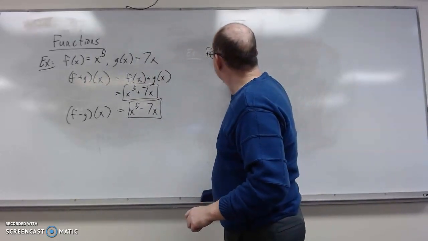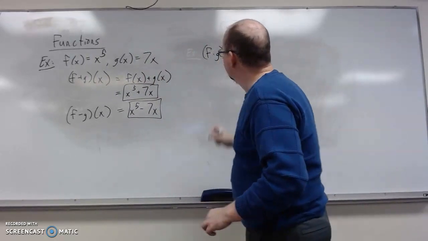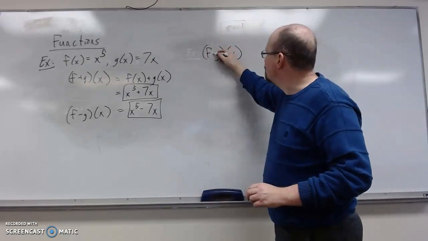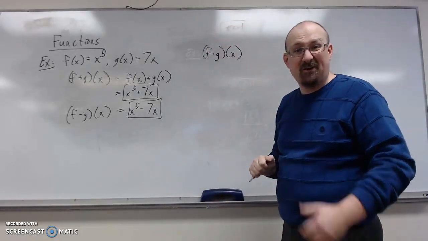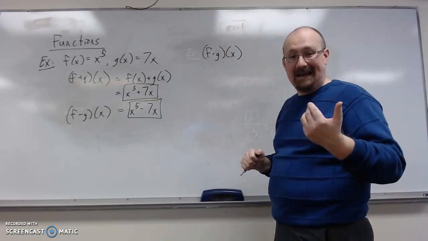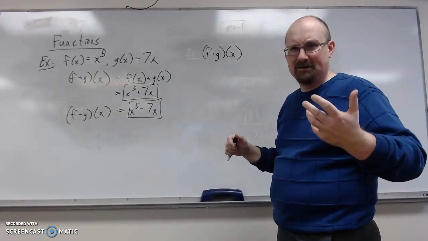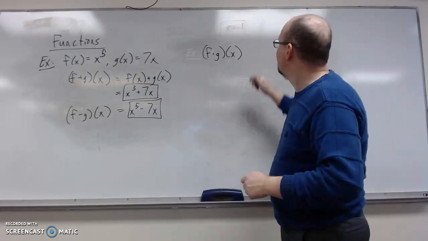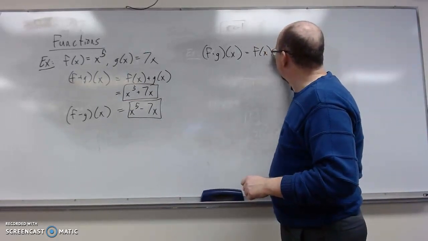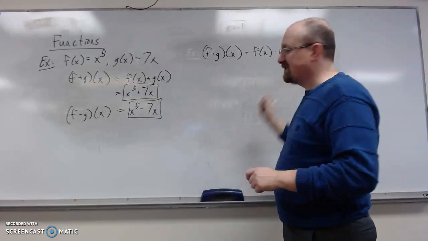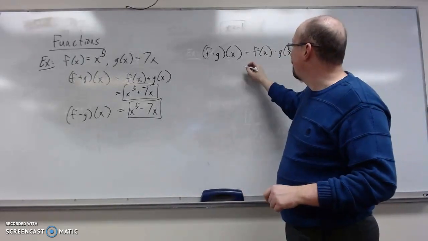So the next one up, you see that little dot. I don't know if it's showing up on the board clearly, but you can see it on the notes file. That dot indicates multiplication. We usually don't use x for multiplication that often because it pops up as a variable all the time. So yeah, same deal here. We take f of x, we take g of x, we multiply them together.